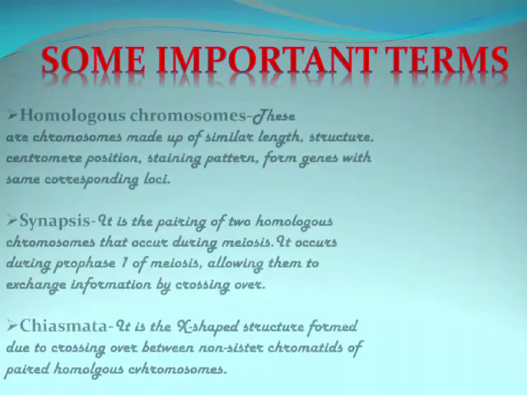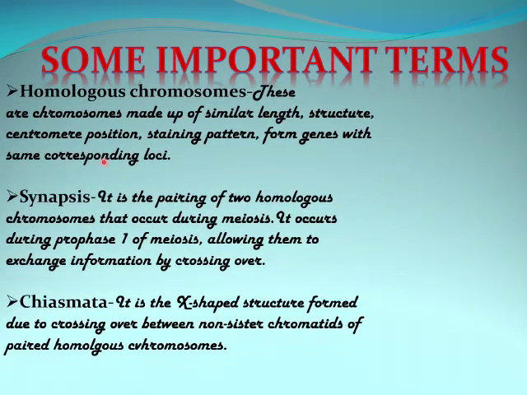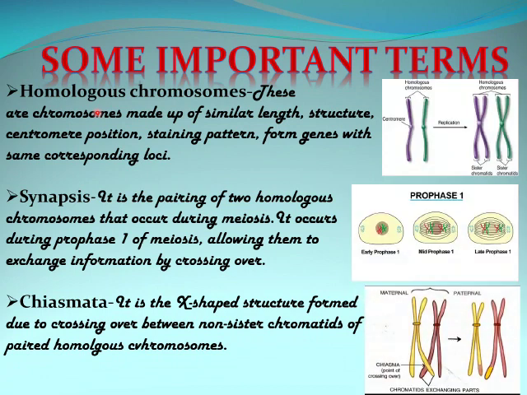Let's see some important terms. What are homologous chromosomes? Homologous chromosomes are pairs of chromosomes having similar length, structure, centromere position and staining pattern, and carrying genes with the same corresponding loci. Now what is synapsis? It is the pairing of homologous chromosomes that occurs during meiosis.